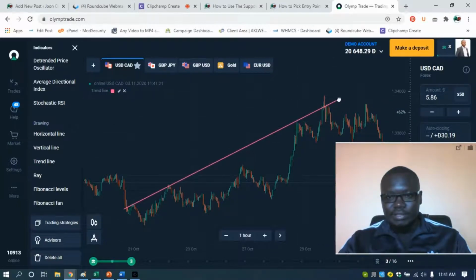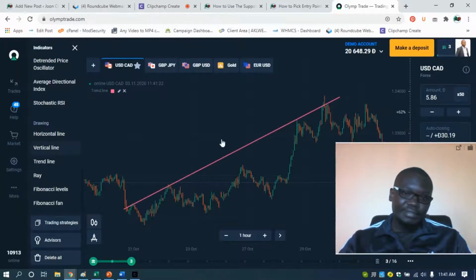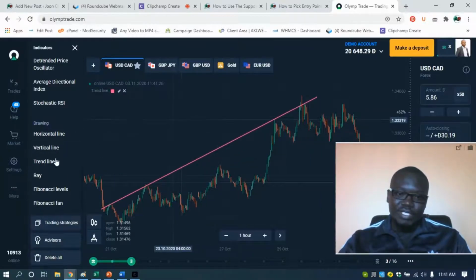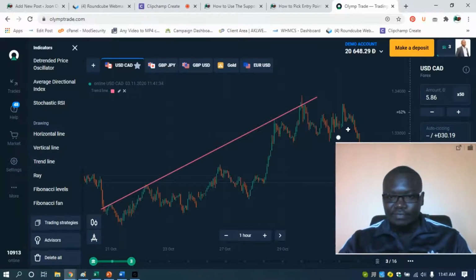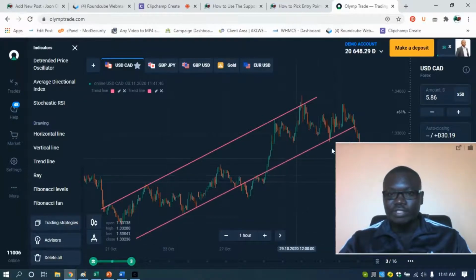So this is called an ascending trend. If textbook definitions are anything to go by, that is an ascending trend. We can take another trend line and try to draw another level here. So yes, we can try to draw another level.